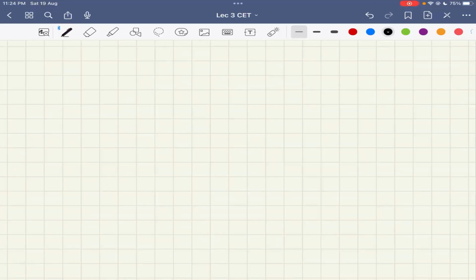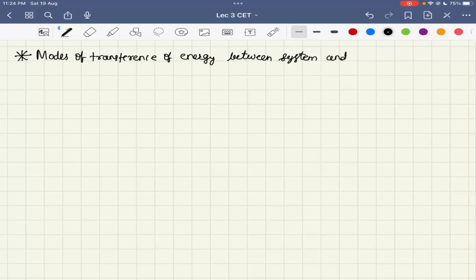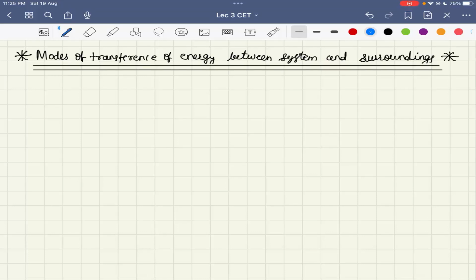So now the second point which we are going to cover is modes of transference of energy between system and surroundings. Every system has a definite amount of energy. It can exchange energy, in terms of losing or gaining energy, with the surroundings in a variety of ways. Two important modes of transfer of energy between the system and the surroundings are heat and work. Heat can flow into the system or heat can flow out of the system as well. Similarly, work is either done on the system or work can be extracted from the system.